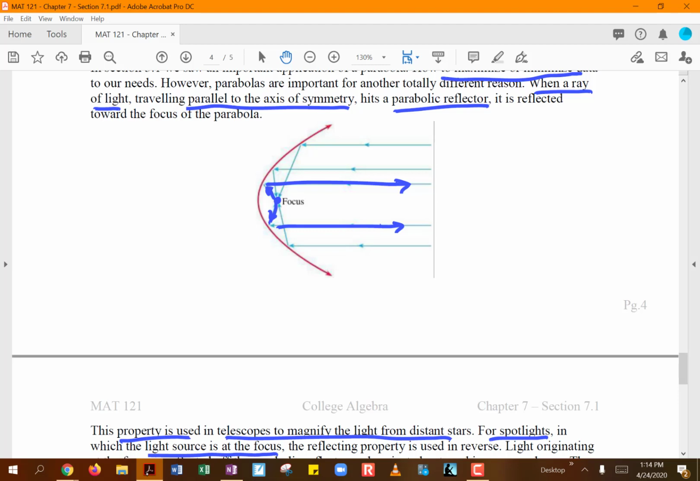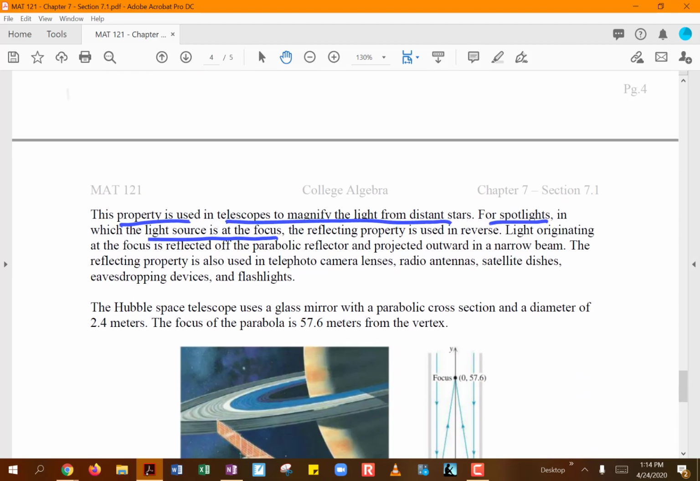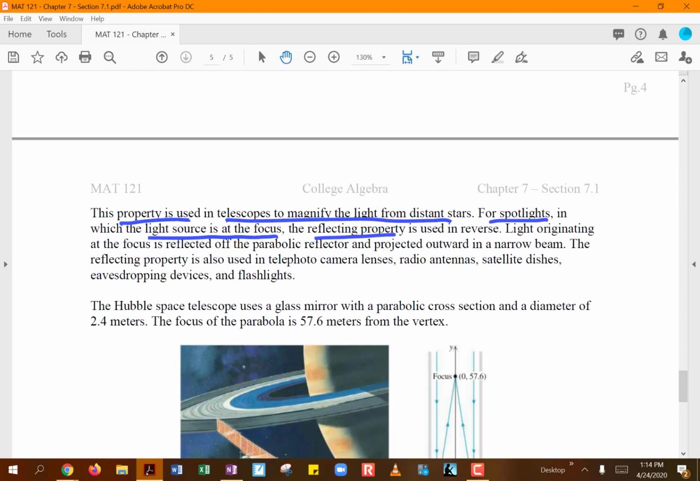So these lights will come, hit our reflective surface, and they will get bounced out, and that's why we see the brightness that comes from the spotlight. So this is the reflective property working in reverse when you have spotlights. They are saying light originating at the focus is reflected off the parabolic reflector and projected outward in a narrow beam. Okay, this reflective property is also used in telephoto camera lenses, radio antennas, satellite dishes, eavesdropping devices, and flashlights.